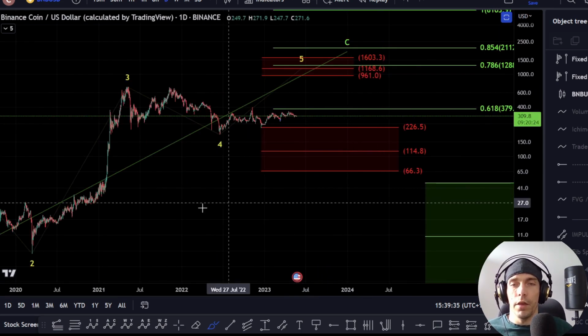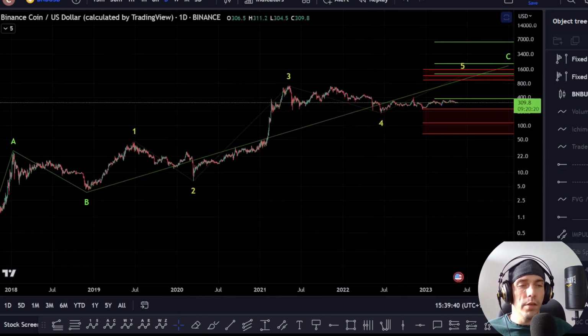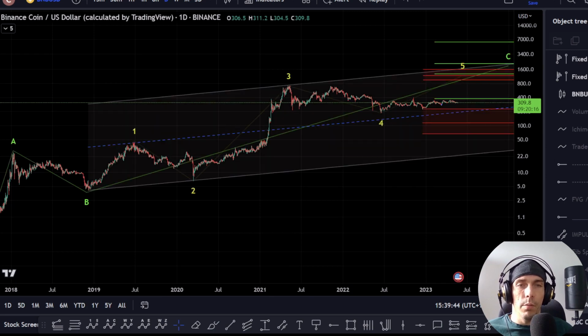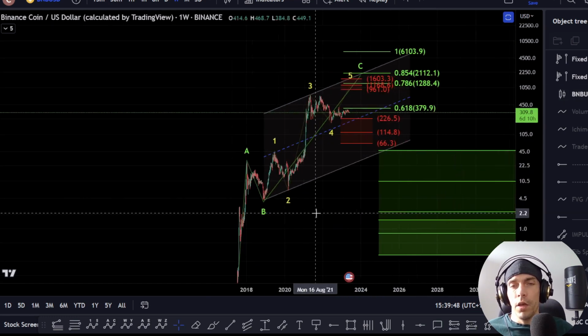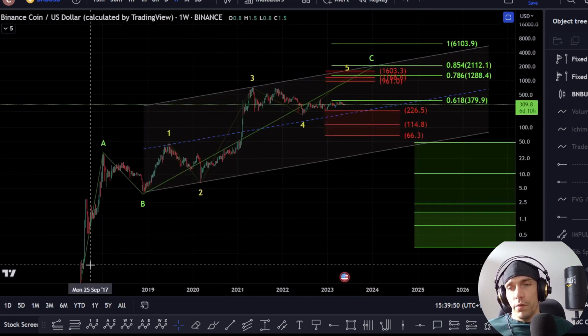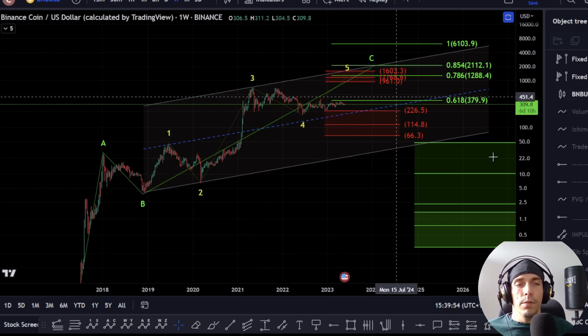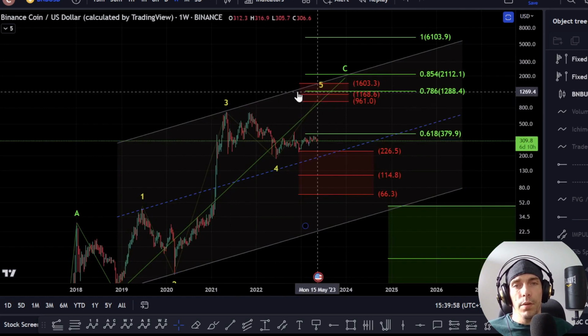Now, an interesting thing here is if we are arguing that this potentially is an A, B, and a C here, what we could see is something like this play out, where we see this develop in this channel. I'm actually going to come back onto the weekly for this. So where we see this play out as an A, a B, and then we see something like this for a fourth wave, and then we get this fifth wave, which brings us into the top of the end of this channel. So we'll be keeping an eye on this.